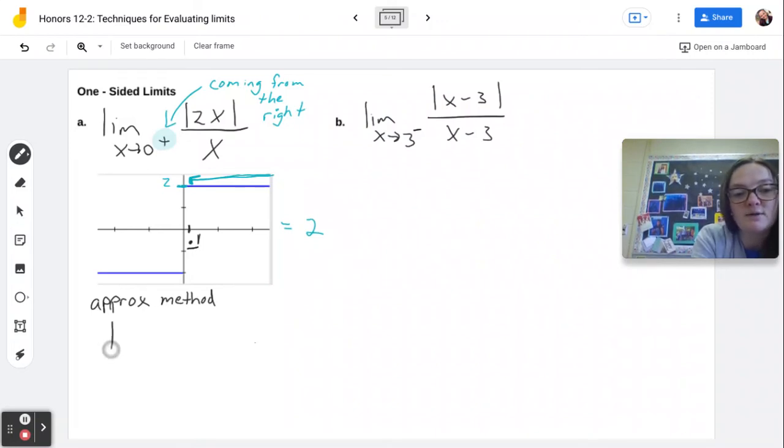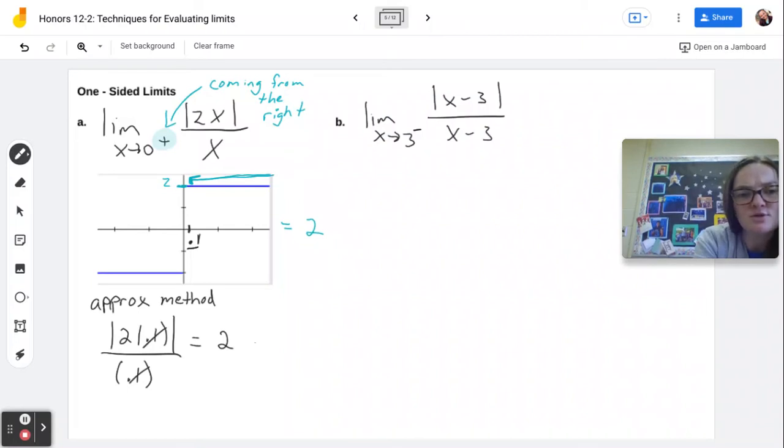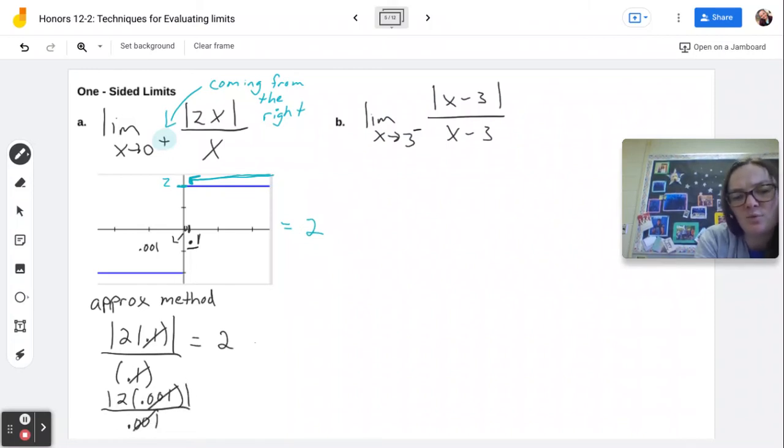So what we're going to get is the absolute value of 2 times 0.1 all over 0.1, which we can see pretty easily is going to be 2. And if we try to plug in a number that's even closer, it might be like 0.001. If I do that, I'm going to get the absolute value of 0.001 all over 0.001. You can kind of see where this is going. No matter what number I plug in, I'm still going to get 2. And so the limit from the right is 2.